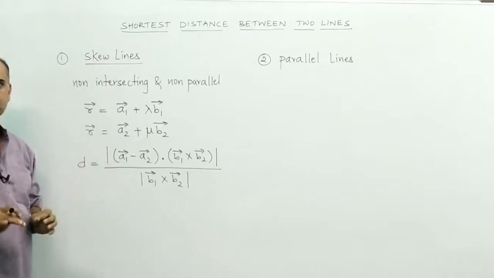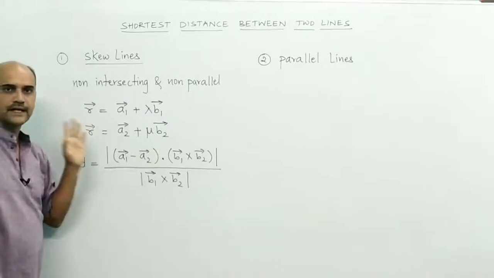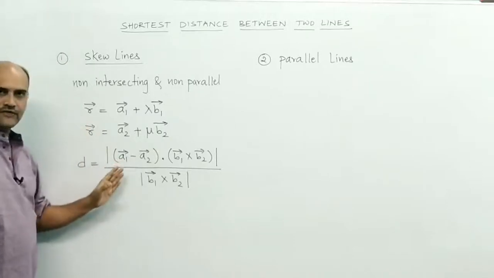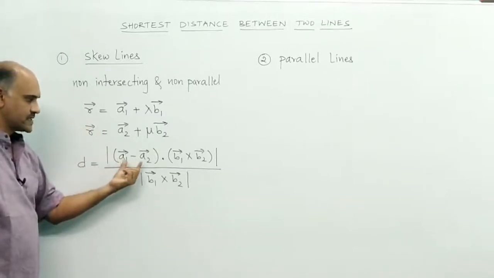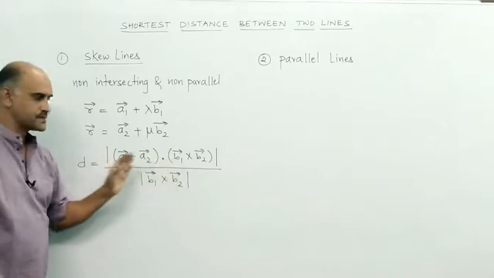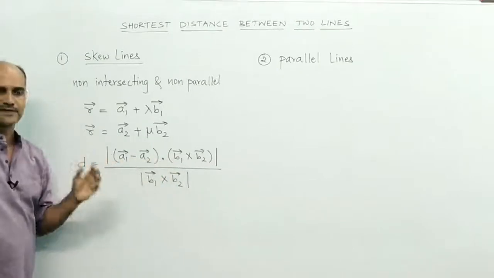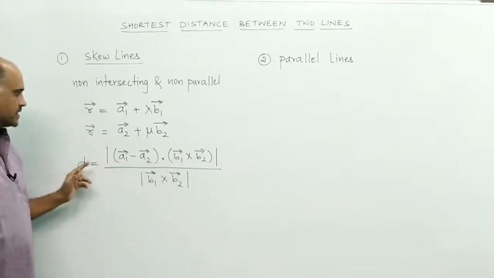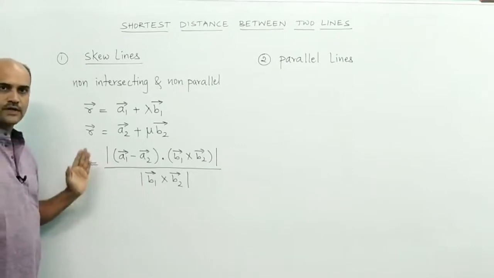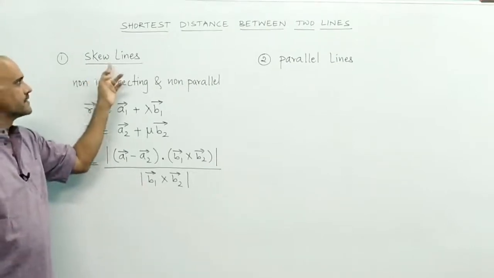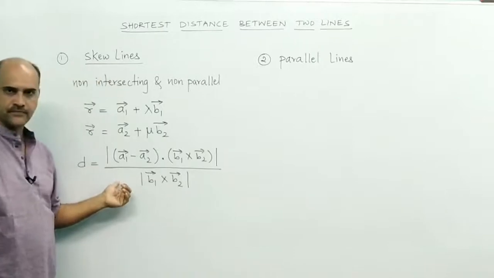These problems look difficult, but if you remember this formula, solving is very easy. Step by step, in 3 steps we can solve this, and for 3 marks he will be asking the problem. So this formula you are required to remember for distance between two skew lines.